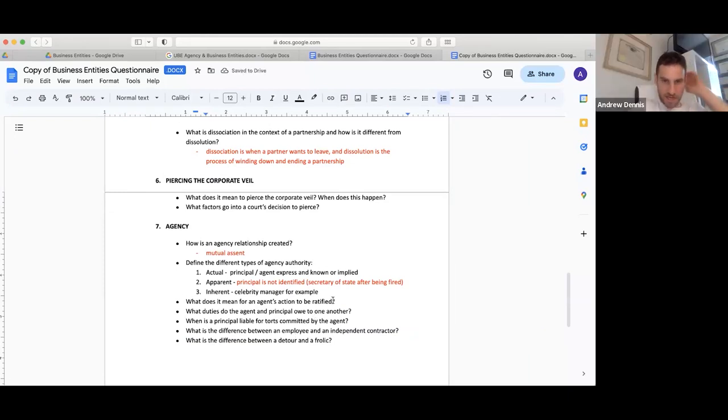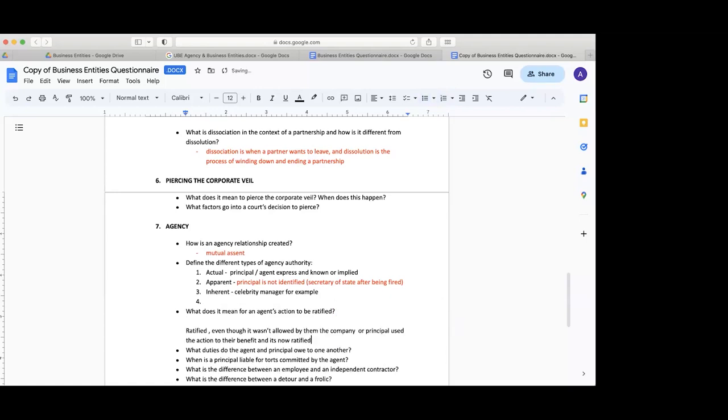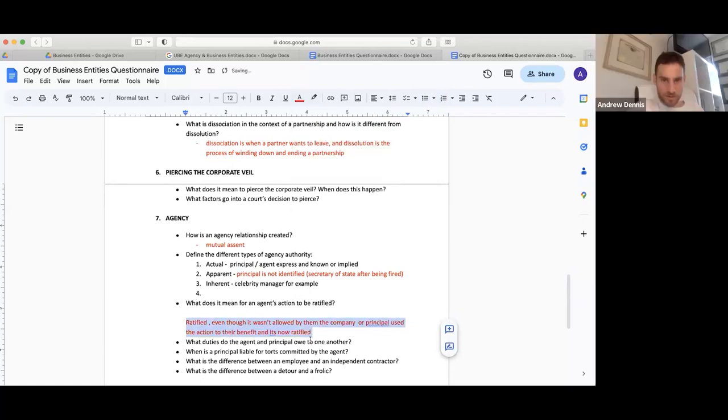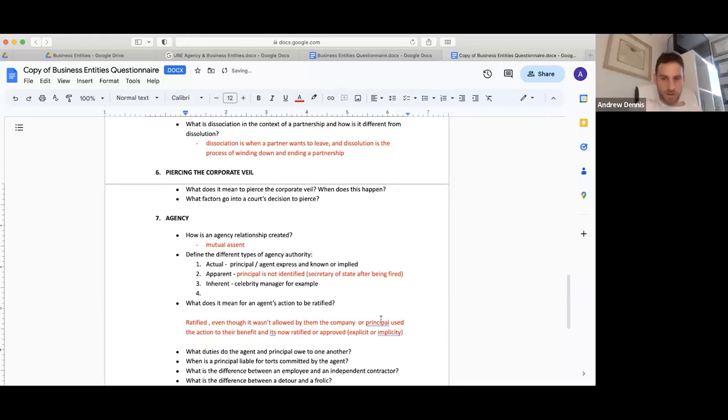What does it mean for an agent's action to be ratified? You have it in chat. Ratified, even though it wasn't allowed by them, the company or principal used the action to their benefit and now ratified. Right, so they accept it after the fact. They approve it. Right. I like what you said there. Or approve. And it could be explicit or implicit, right? Like what you were talking about is probably more implicit. Okay.